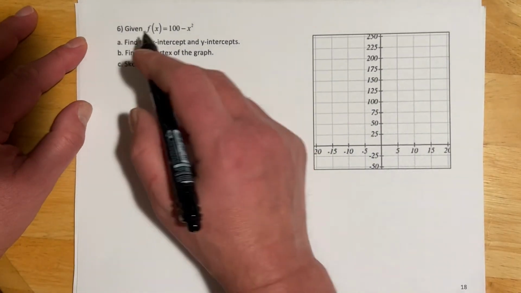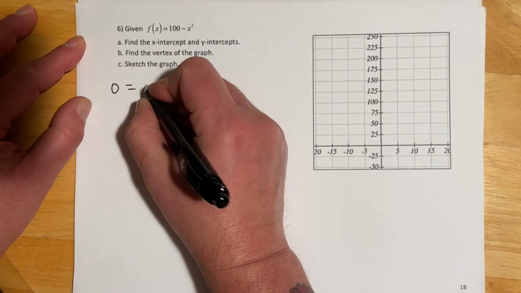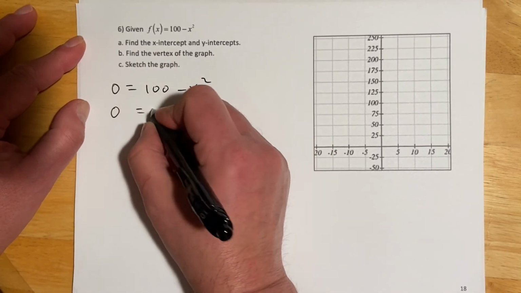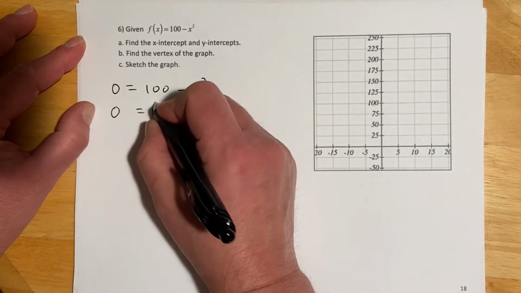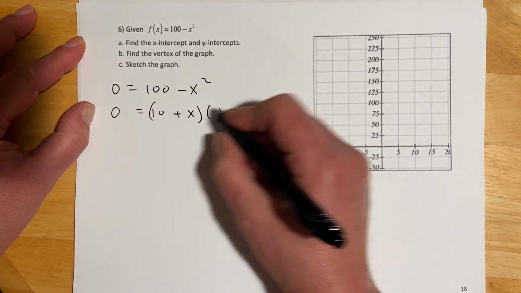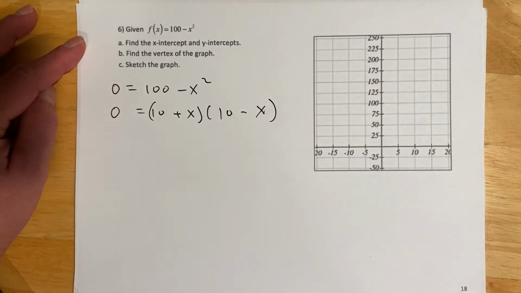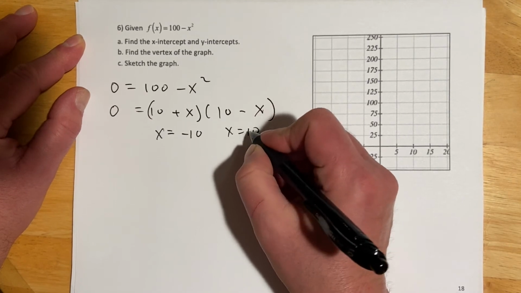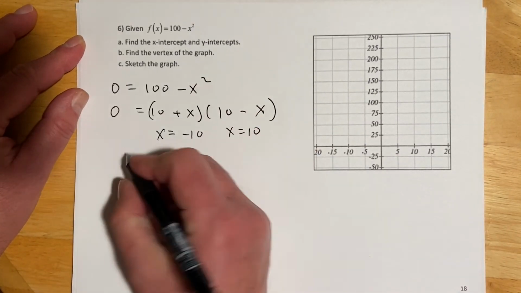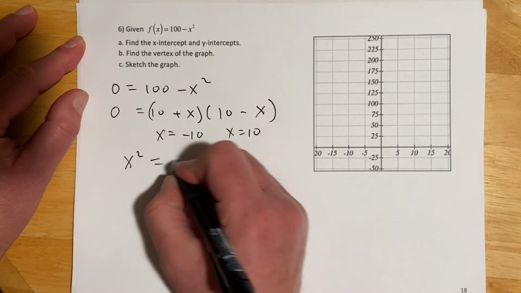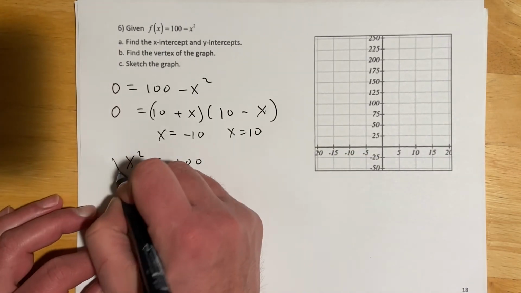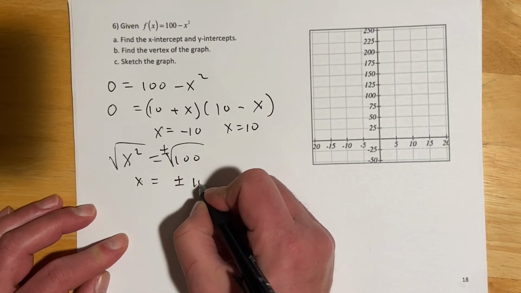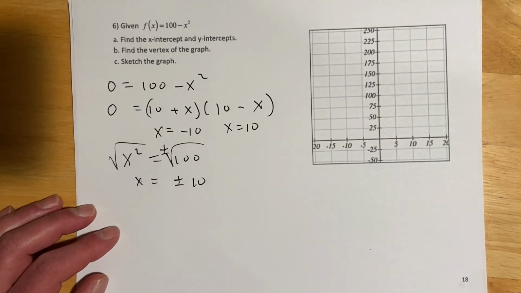Okay, same directions. So x-intercepts, we'd have 0 equals 100 minus x squared. So I could solve this two different ways. I could factor, that's a difference of squares, so I'm just doing my a plus b and my a minus b. And I have x equals negative 10 or x equals 10. I could have also brought the x squared over and done this the same way we did 9-1, where we then take the root of both sides, don't forget the plus or minus, and then we get the exact same plus or minus 10 that I got by factoring.